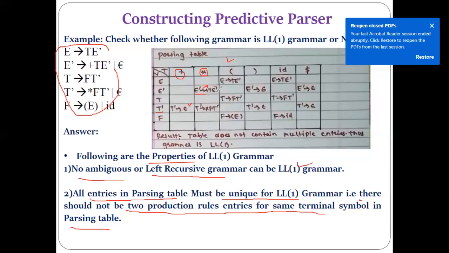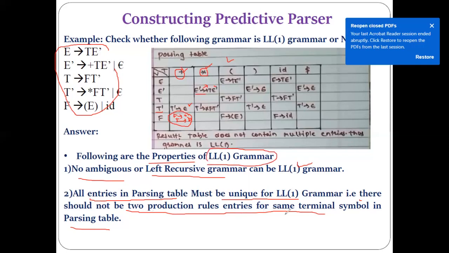The meaning will be that the parser will not be able to determine which production rule to use in order to derive, or to parse, this particular symbol which is part of the string. Suppose, in the case of F deriving this plus, the productions are like these. I am just telling you as an example: F deriving a and F deriving b. Now here you can see two production rules in the same column for the terminal symbol plus. If this kind of situation comes when you are constructing the parsing table for a certain grammar, then that grammar will not be considered an LL1 grammar. Understood? That is the meaning of this.